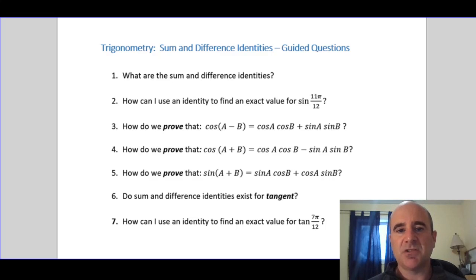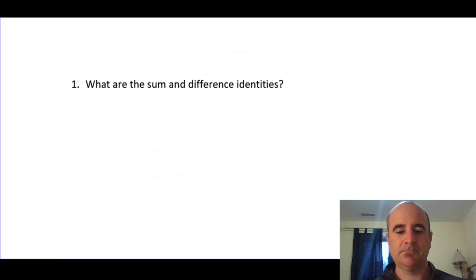And once we've discussed what the sum and difference identities are and how to use them, then we're going to talk about proving some of them. So why is it that these identities work and why is it that they exist? And we'll look at that in questions 3, 4, and 5. And then finally, for questions 6 and 7, we'll look and see, is there such a thing as a sum or difference identity for tangent? And if so, how can we use that? Okay, so let's get to it.